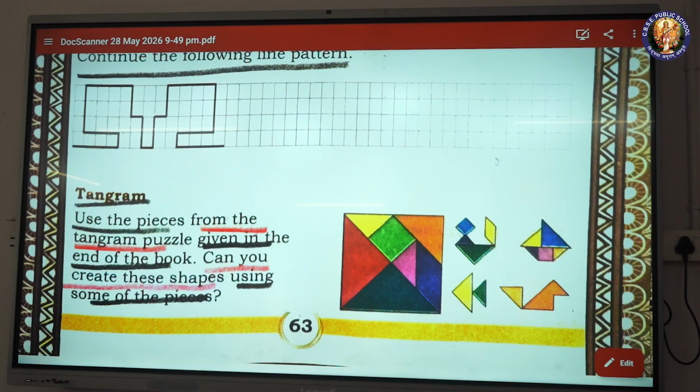Tangram. Use the pieces from the Tangram puzzle given at the end of the book. Can you create these shapes using some of the pieces?